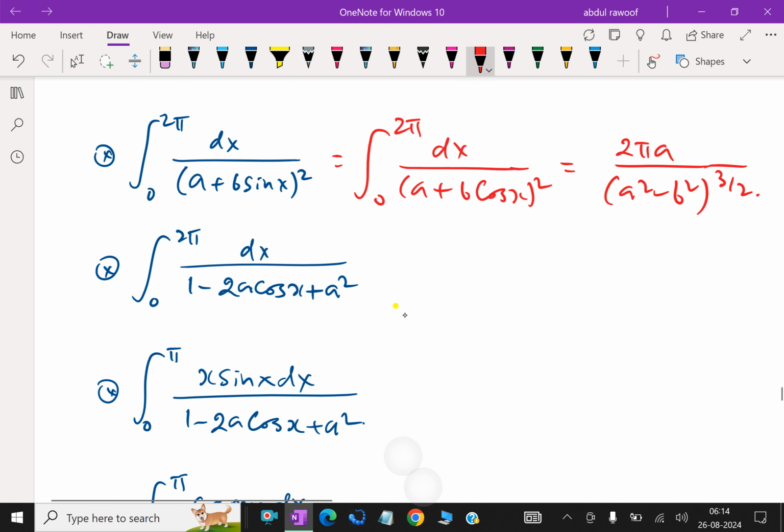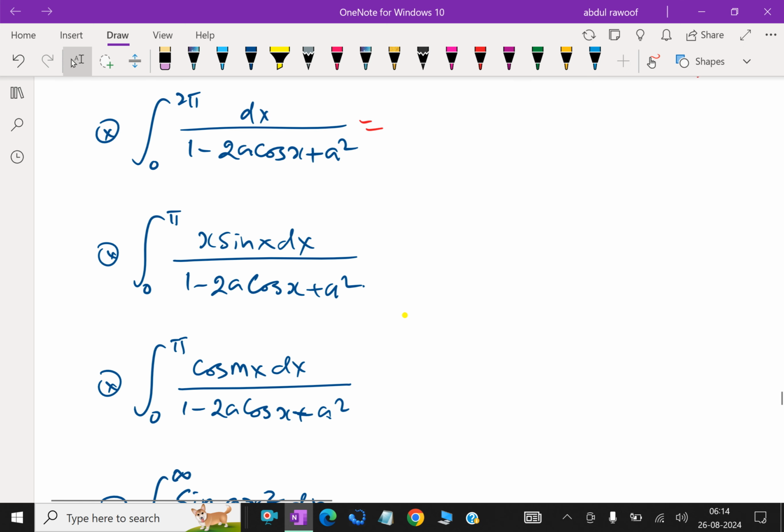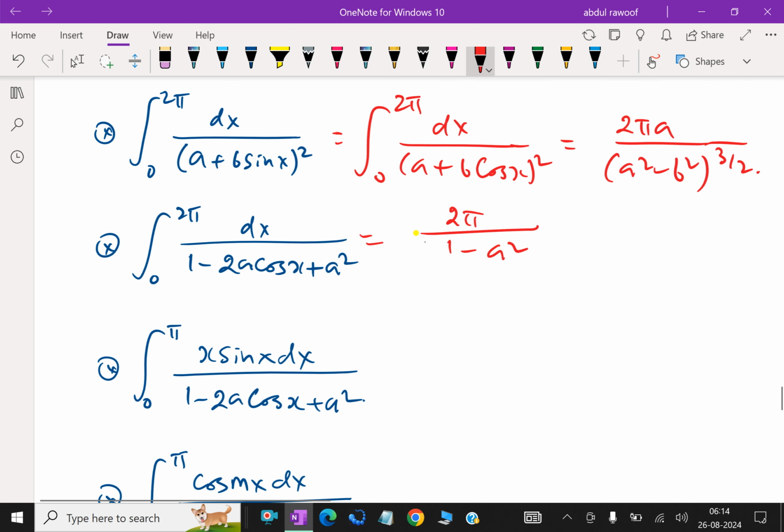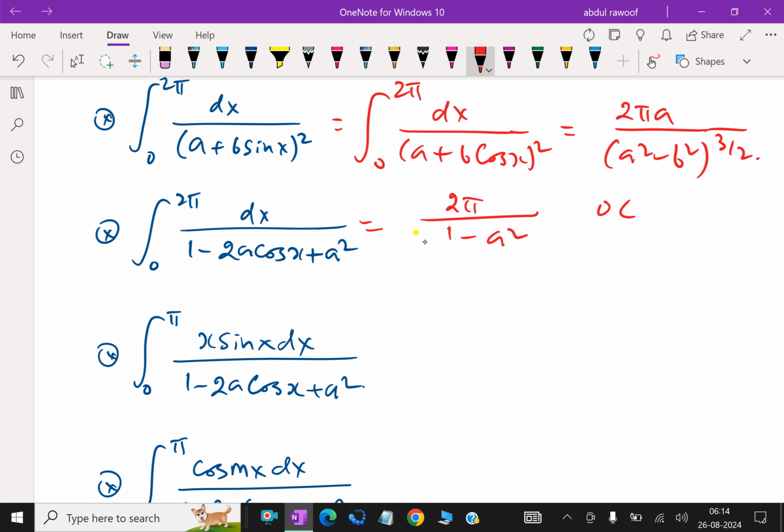Next result, look at here, this one: integral 0 to 2 pi dx over 1 minus 2a cos x plus a square, which is equal to 2 pi over 1 minus a square, where the condition is 0 is lesser than a, lesser than 1.